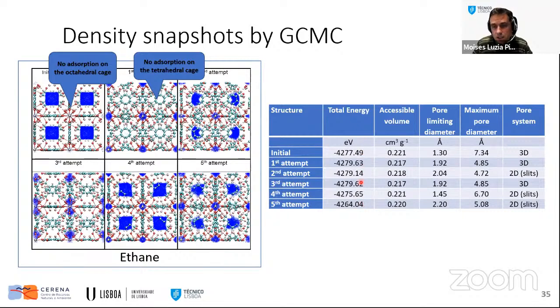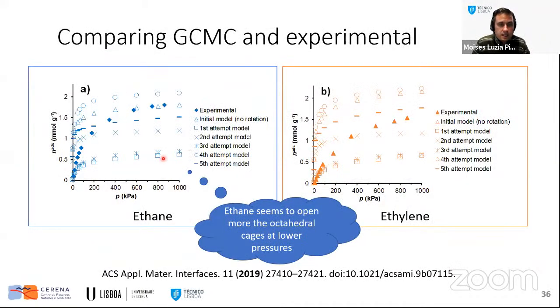If you see in here, the difference in the energy of the structure is not very much, but nevertheless it changes quite a lot the porosity and the maximum pore diameter. And in fact, it also changes the adsorption of ethane and ethylene. So our interpretation is that when we start to adsorb ethane and ethylene, we have some small rotation in the pores. In this case, ethane seems to open more the octahedral cages, so it can adsorb more in the structure, and this explains these very interesting results.